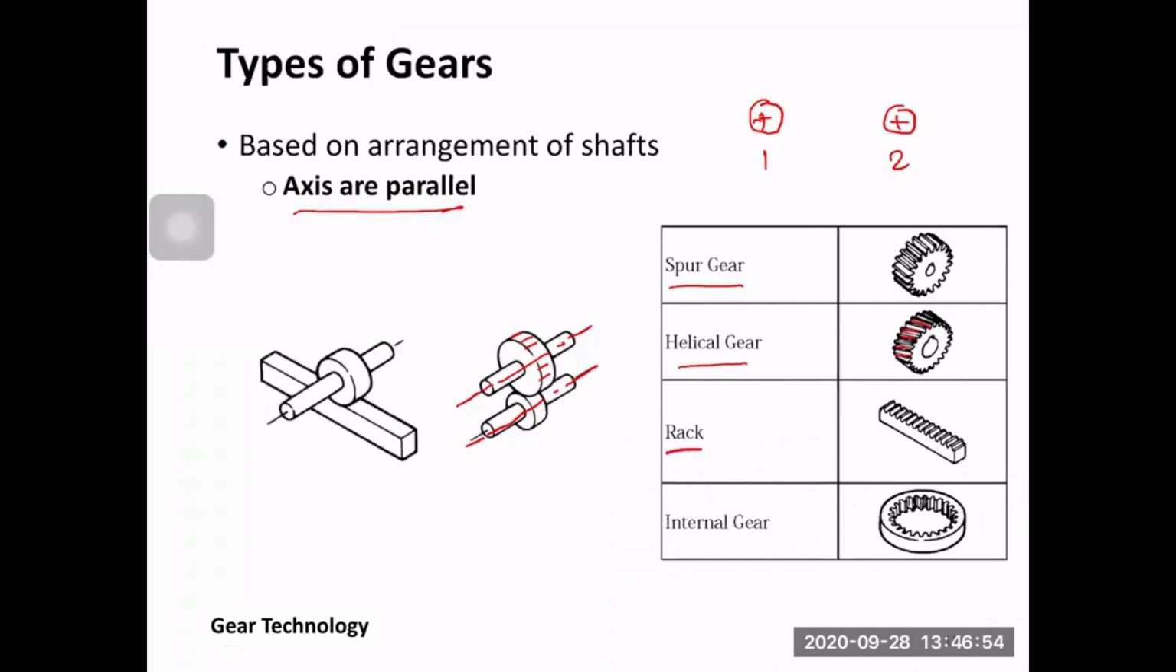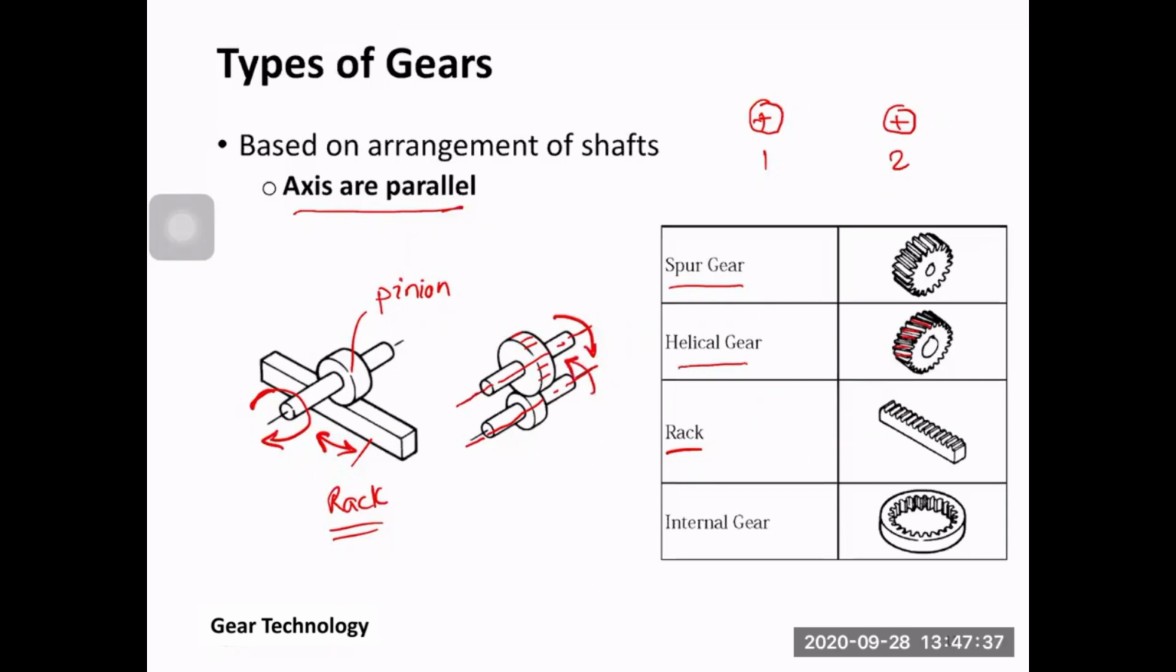For example, if you consider the rack here and the pinion, this is the pinion and this is the rack. You can consider the rack as another gear whose diameter goes to infinity, so it is like a straight line. In this case, we can convert rotational motion into linear motion using the rack and pinion. But here we convert this motion to another rotational motion between two parallel shafts.